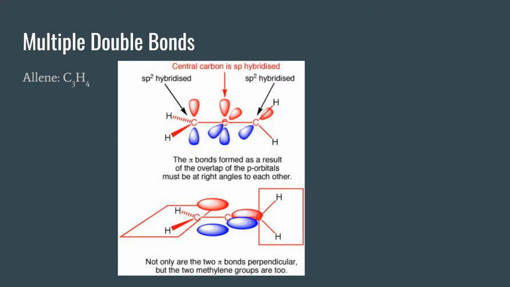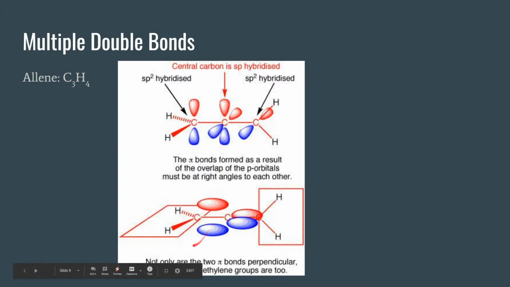So here we have the central carbon atom, sp hybridized. It uses a p orbital for the double bond over here on the left. It uses a different p orbital to form the double bond on the right. Our two carbon atoms on either end are sp2 hybridized, and yet they have to have this 90-degree twist. One of them lies in the xy plane, the other one lies in the xz plane.